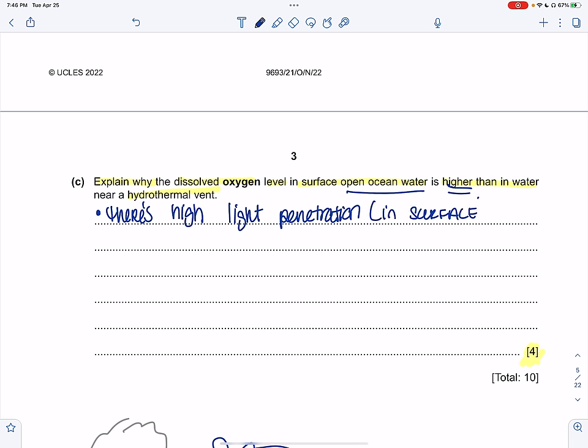And the surface. Referencing photosynthesis or photosynthetic.